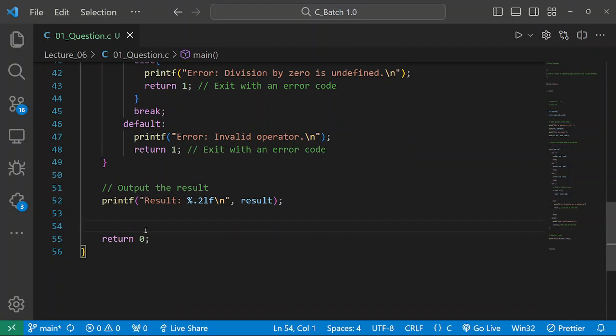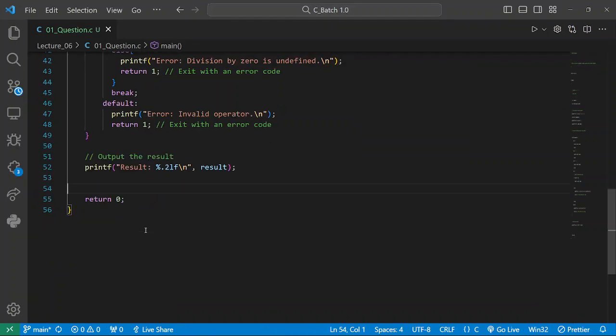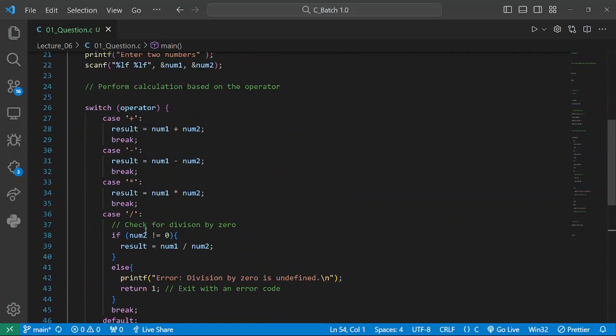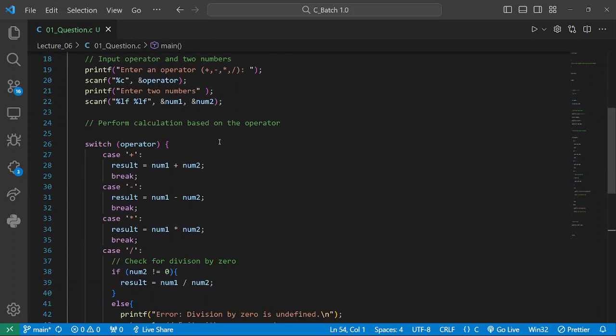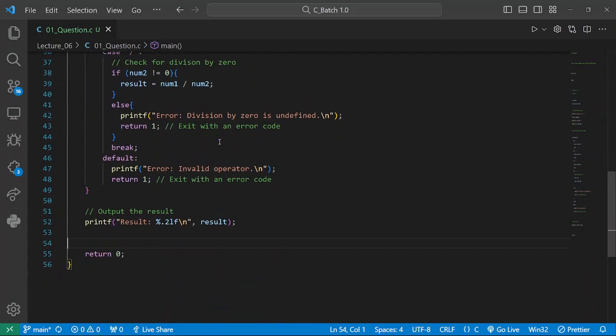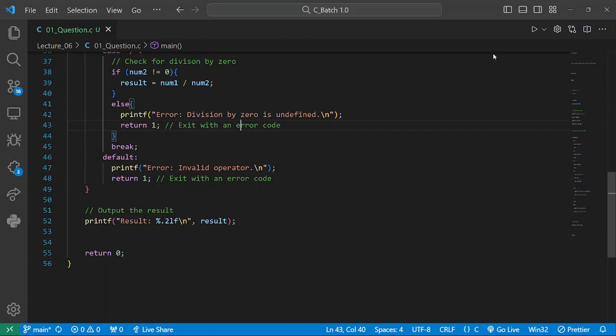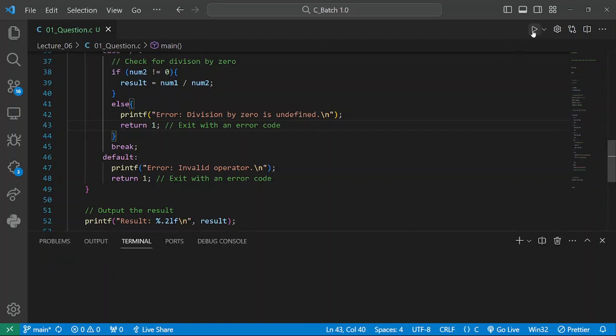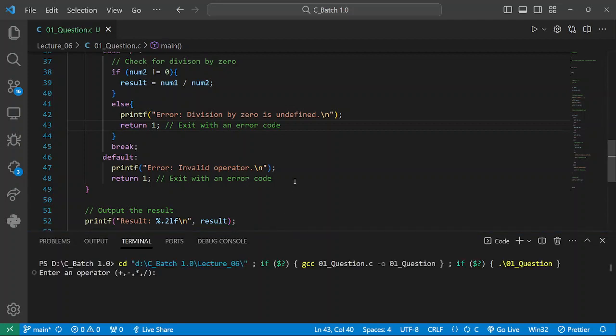Let me see, I have done with my code, I think. If there is any error, we will see now. So you can see a very simple code I have written. I have made a simple calculator here. So let me run it. It has run successfully.